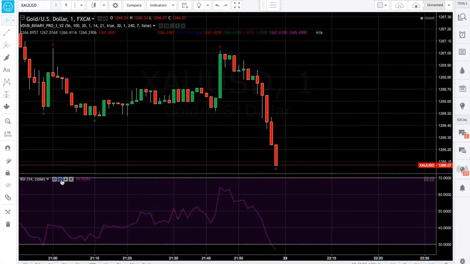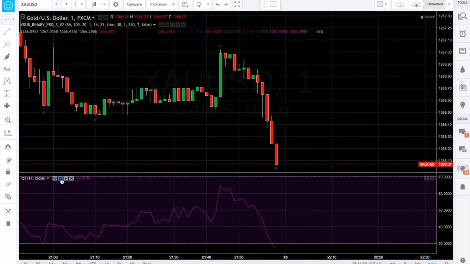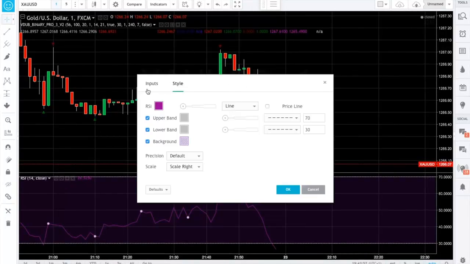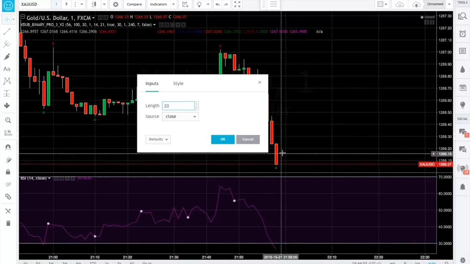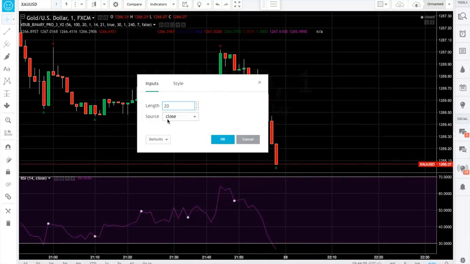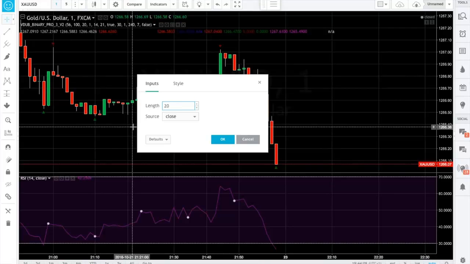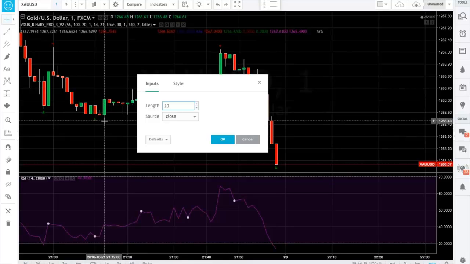So what you want to do is go to settings, so formats. First of all, on inputs, we change 14 to 20. Now this will take the last 20 candles, so it gives us a better average instead of the last 14, because the last 14 could fluctuate a lot more, whereas with the last 20, there might be a bit of fluctuation, but it's a more consistent average.